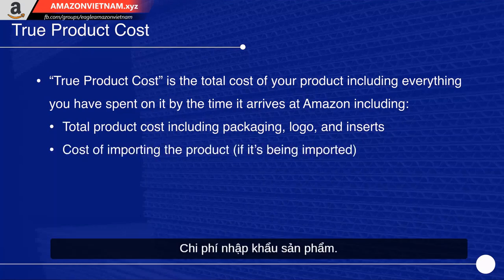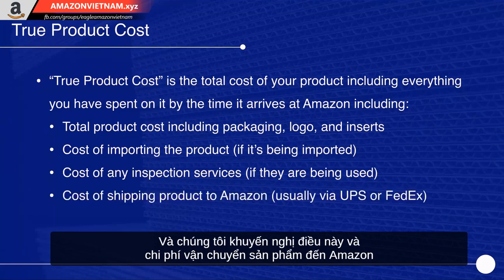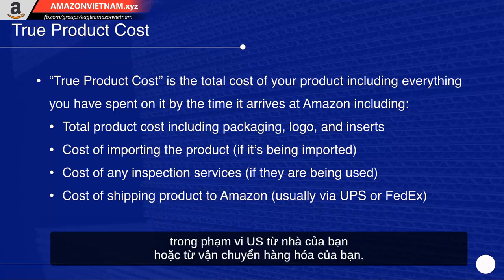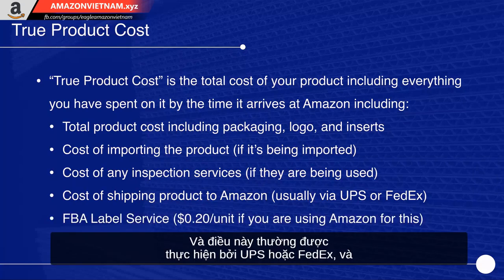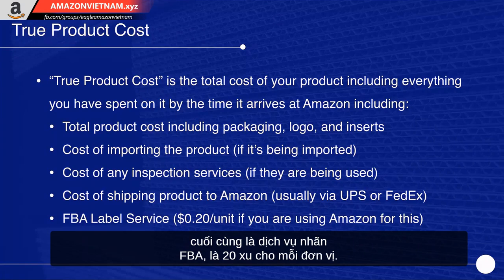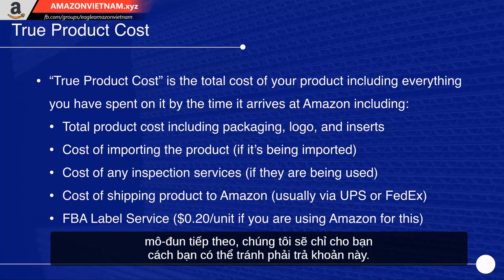the cost of importing the product if it's being imported, the cost of any inspection services if they're being used, and we do recommend this, and the cost of shipping the product to Amazon within the US, either from your house or from your freight forwarder's warehouse, and this is usually done via UPS or FedEx. And finally, the FBA label service, which is 20 cents per unit if you are using Amazon for this. And when we get to the packaging lesson in the next module, we'll show you how you can avoid having to pay this at all.